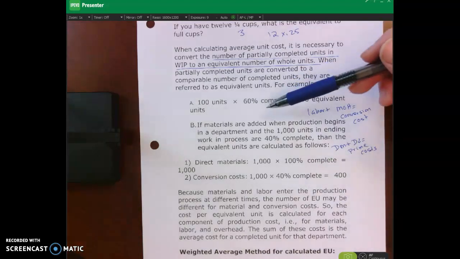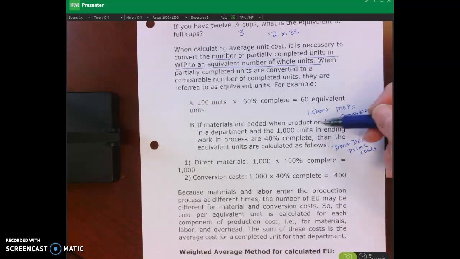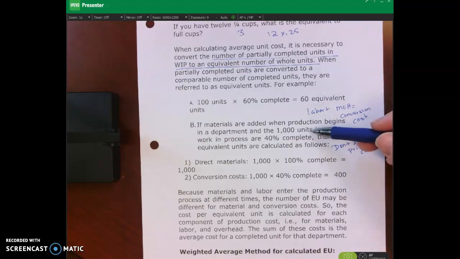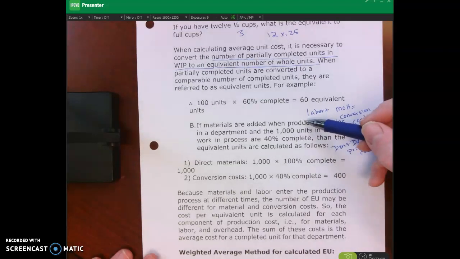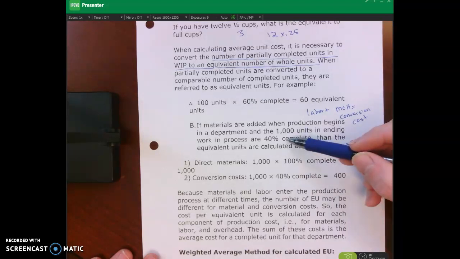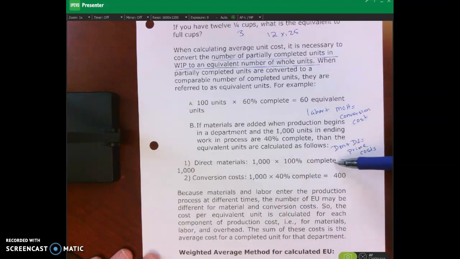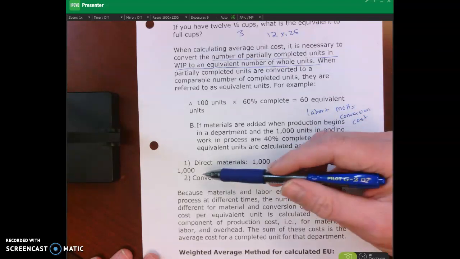So if we look at this, if we say materials are added when production begins, whenever you see that, that means it's 100% done with respect to materials. And then we have 1,000 units in ending work in process. So 1,000 bars of soap. They're not fully done, but they're all done with respect to materials. But they're only 40% complete with respect to labor and overhead. What is our equivalent full units in ending WIP? Well, with respect to materials, it's 1,000 times 100% complete.